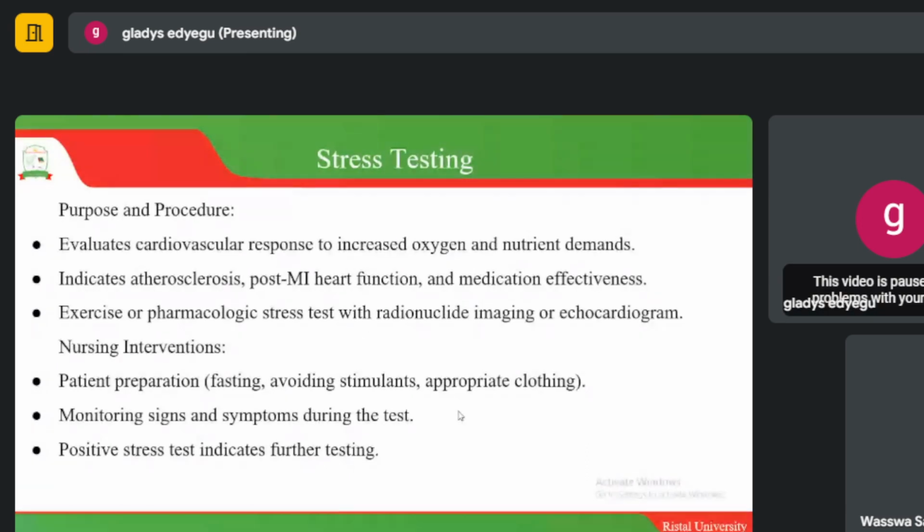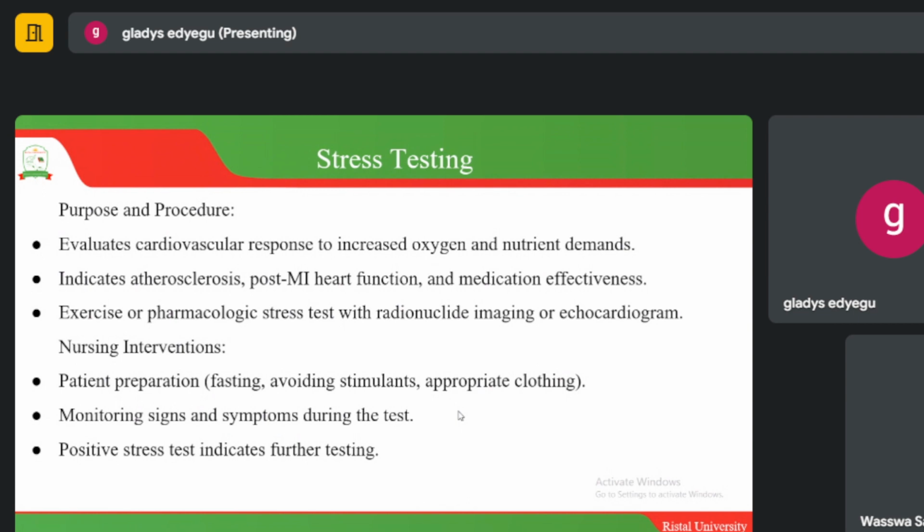Then it also indicates atherosclerosis, post-MI heart function, and medication effectiveness. Is your heart working well with certain drugs, or is it not functioning well? What should they do next? Is there anything that could be done better, or should they change the medication? So medication effectiveness is also important, whether it is effective or not.